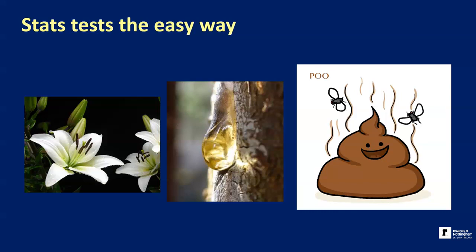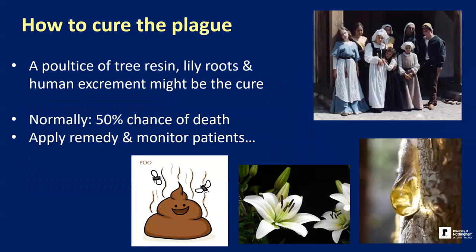So this example is going to involve some smelly poo and some tree resin and some flowers, believe it or not. In a normal year, this example is a nice, fun way of illustrating how stats might work. But it takes on a little bit more significance than normal this year because of COVID, because this is an example about a pandemic. And the pandemic in question is not COVID, but the plague.